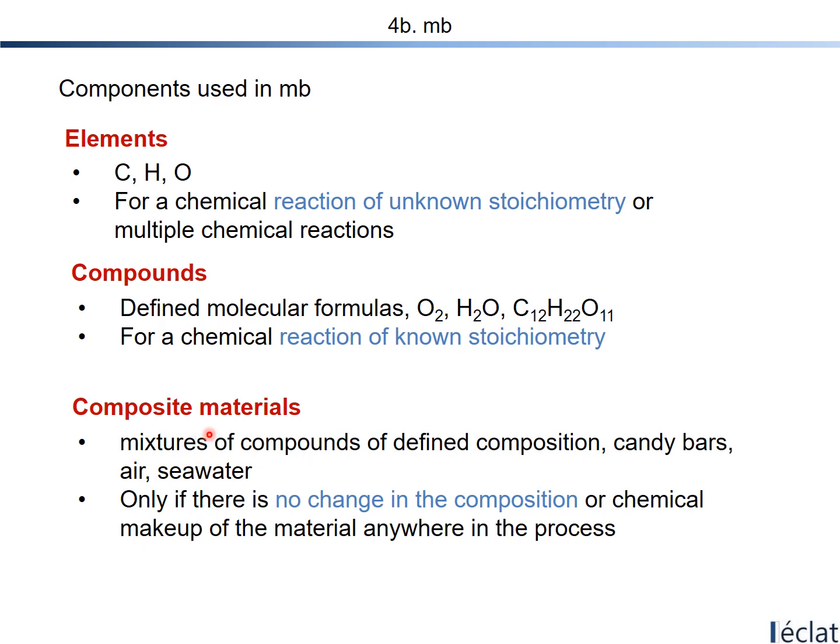These composite materials can be used as the component for the material balance equation only if there is no change in the composition, because sometimes we don't have any information about the composition or chemical makeup of the material anywhere in the process. So you have three choices for the components for the material balance equation. The first one is element, the second one is compound, and the third one is composite materials.